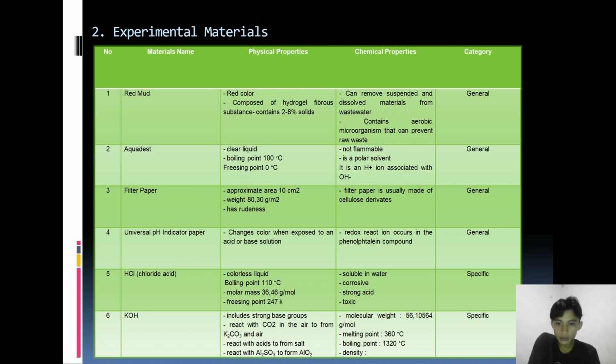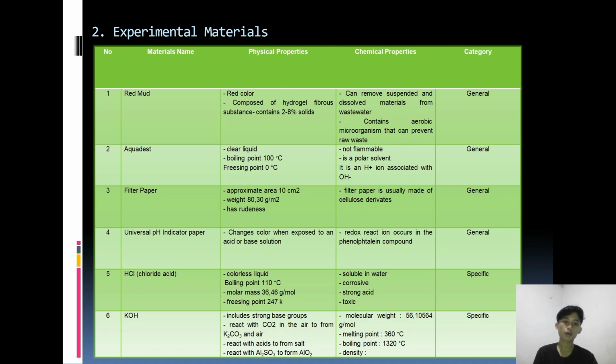Number 6, KOH. Physical properties include a strong base group that reacts with carbon dioxide in the air to form K2CO3, reacts with acid to form salt, and reacts with aluminum sulfate to form aluminum sulfate.